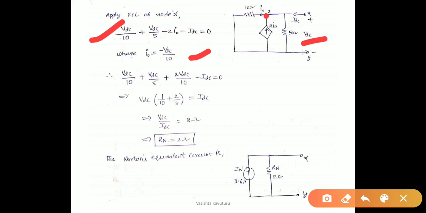Upon simplifying these two, we get the ratio VOC by IOC. This VOC by IOC is nothing but the Norton resistance Rn value, that is 2 ohms. After calculation of Norton's current and Norton resistance, the equivalent circuit is shown in the figure, that is, Norton's current source with a parallel resistance, that is Norton resistance, as shown in the figure. Thank you.